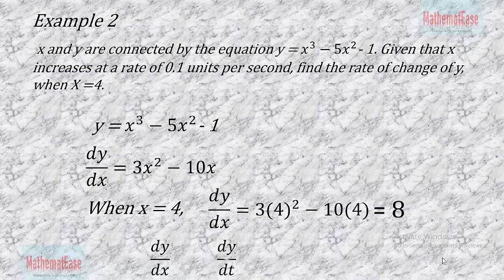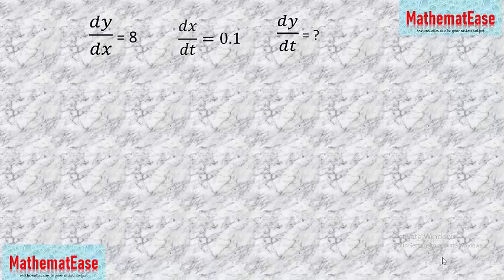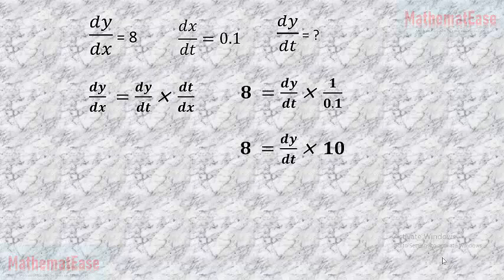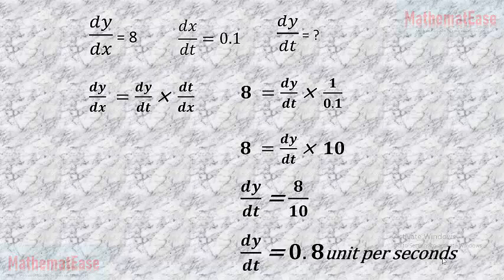Now, from this question, we have dy/dx, dy/dt, and dx/dt. When we get the values of all of them, we are able to find what we are required to find, which is dy/dt. Let us proceed. So dy/dx is equal to 8, dx/dt is 0.1, dy/dt we don't know. So dy/dx is equal to dy/dt multiplied by dt/dx. By the time we continue solving that equation, our dy/dt is equal to 8 over 10, or 0.8 unit per second.